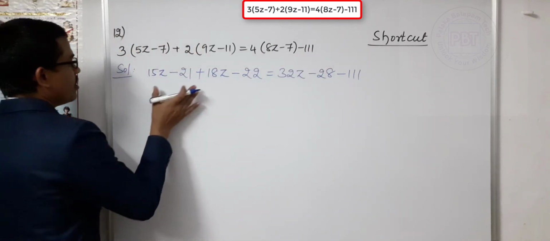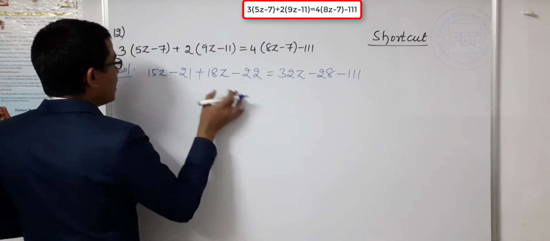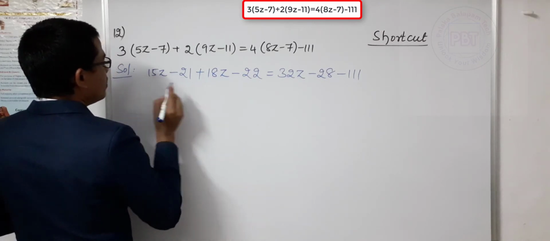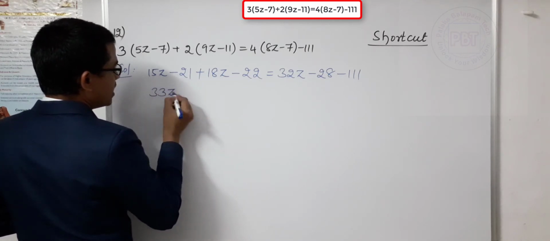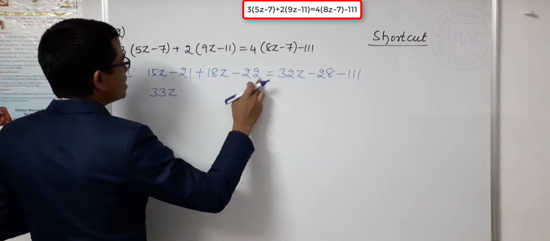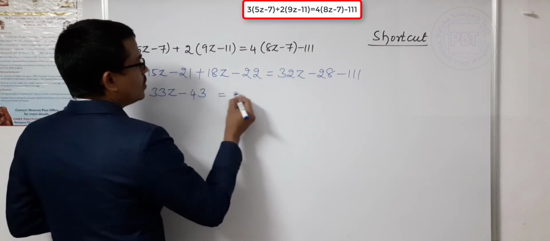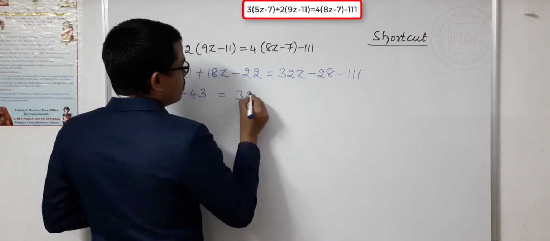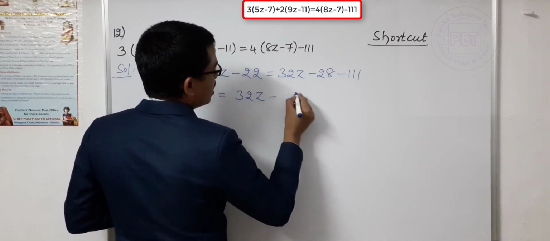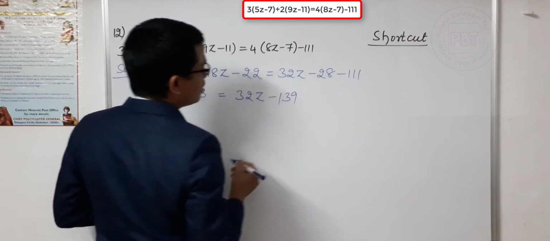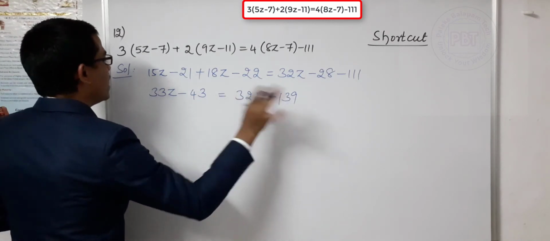Okay. Now here in the left hand side, add or subtract the like terms. 15z plus 18z, 15 plus 18 is 33z. Now if you observe, minus 21 minus 22 is minus 43. That equal to, in the right hand side, 32z minus 28 minus 111, 28 plus 111 is 139. So I am transposing 32z to the left hand side, minus 43 to the right hand side.